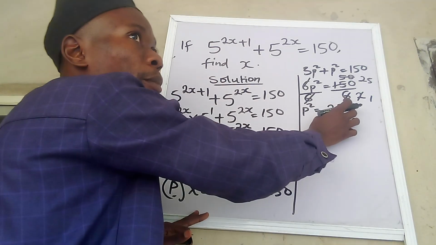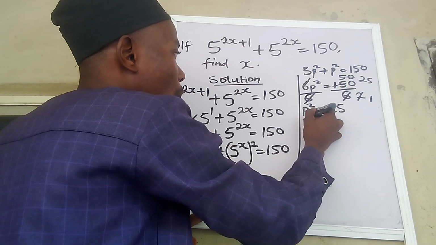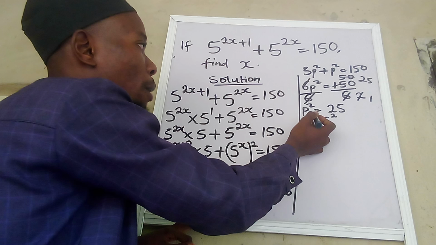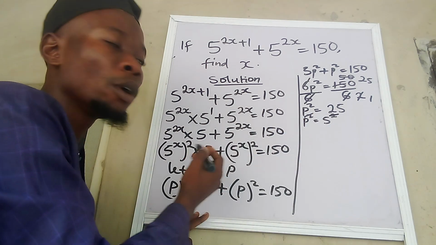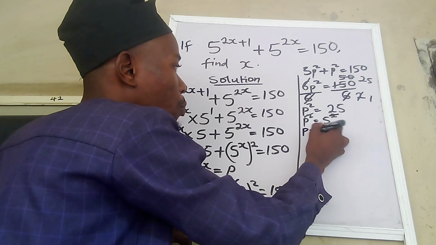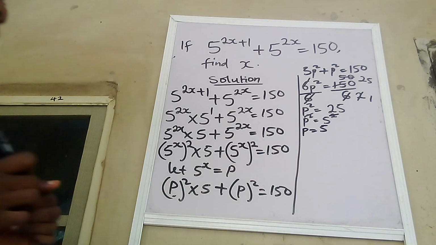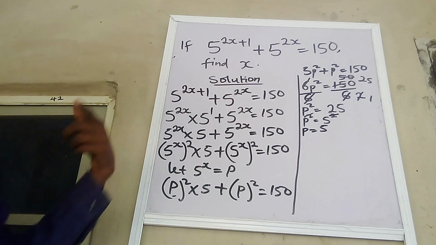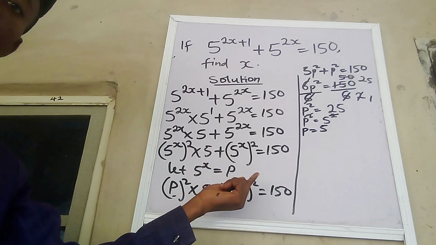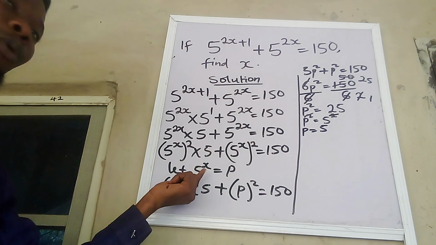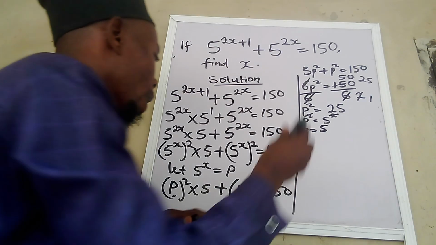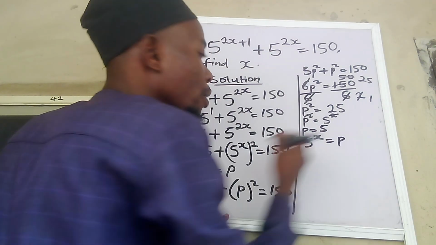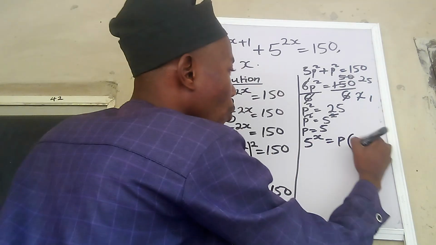Then this 25 can be written in an index form: p raised to power 2 is equal to 5 raised to power 2. Now they have the same power, 2 and 2, so we can cancel them. Then we equate the base, which is p is equal to 5. So that means p is equal to 5. But from the equation, we are asked to find the value of x, not p. We are the ones that introduced p. So from where we introduced p, where we said 5 raised to power x is equal to p, recall that 5 raised to power x is equal to p.